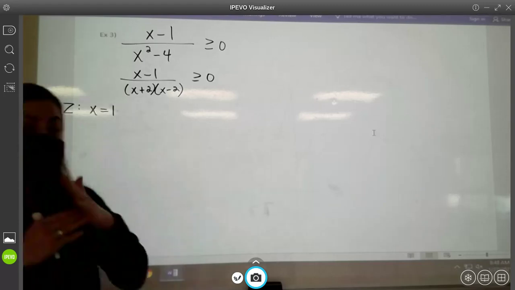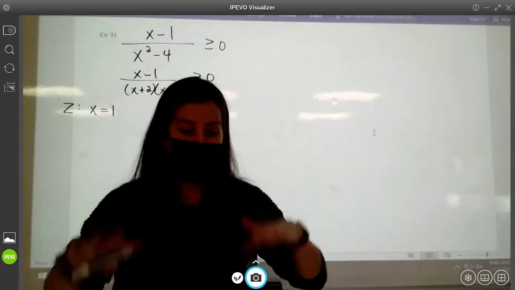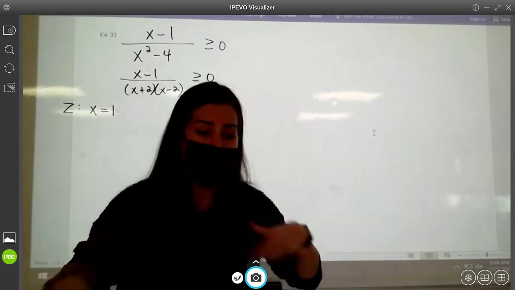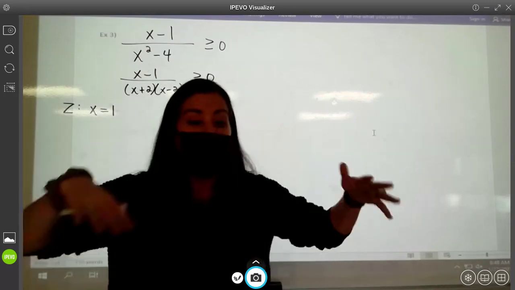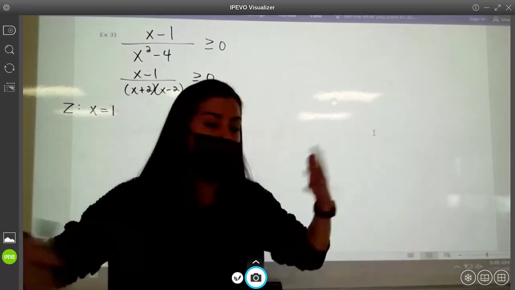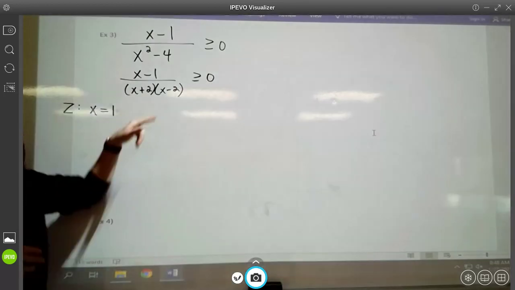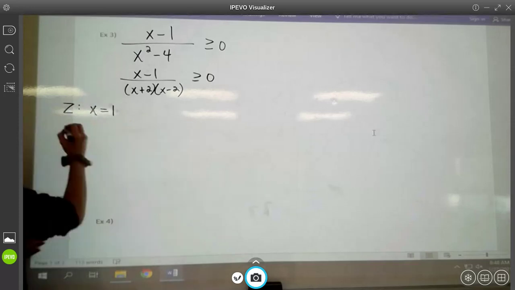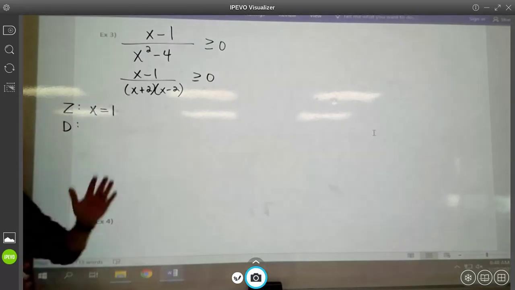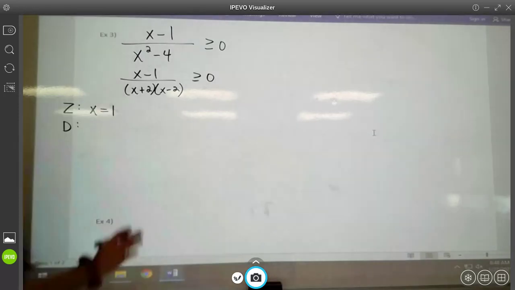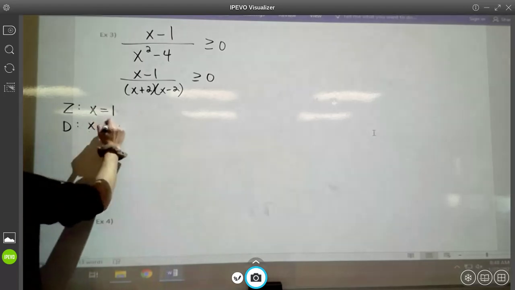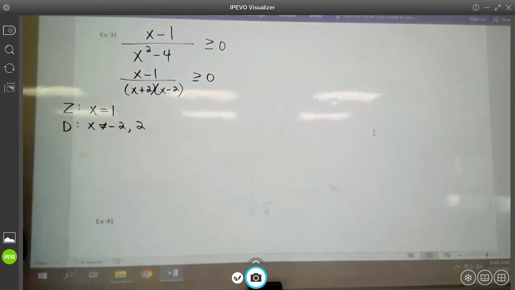Okay, time out though. Because this is a fraction, we have a domain problem. Polynomials are supposed to have domains of all real numbers. Nothing's supposed to affect it. But a rational definitely has numbers that are not in its domain. So now I want you to find the domain. What numbers is x not allowed to be? He's not allowed to be -2. And he's not allowed to be 2.